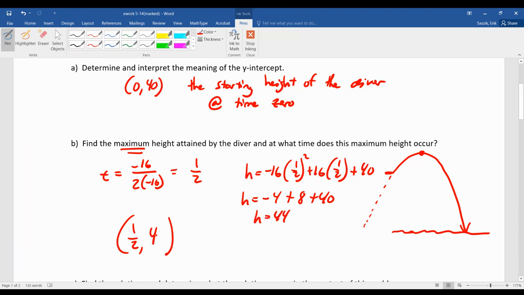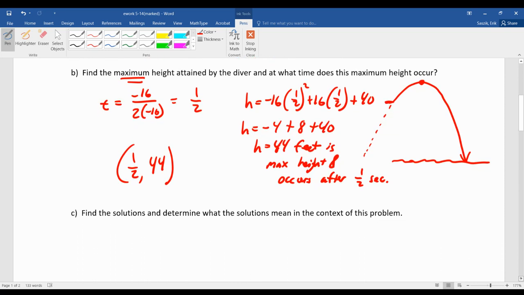So remember, that's 44 feet. So the maximum height of 44 feet occurs, 44 feet is the max height, and it occurs after just half a second. There you go. All right. So you have to give a little explanation here. So you have to show me that you know what you're talking about. You got to put units on here. All right.